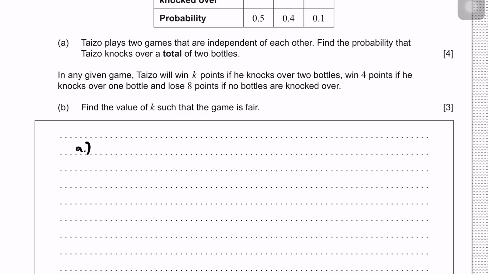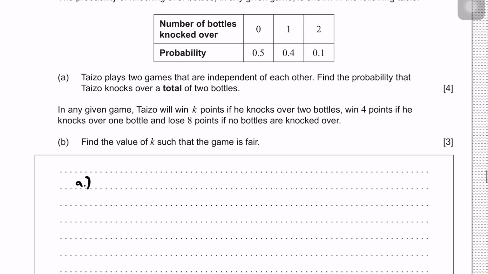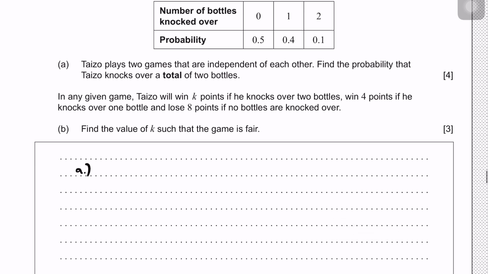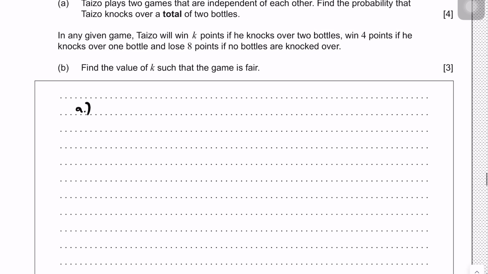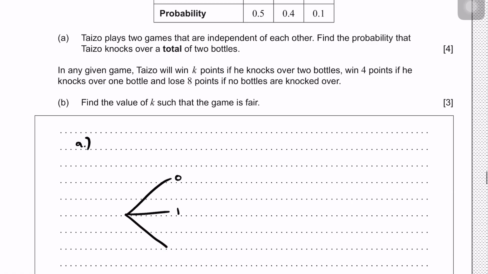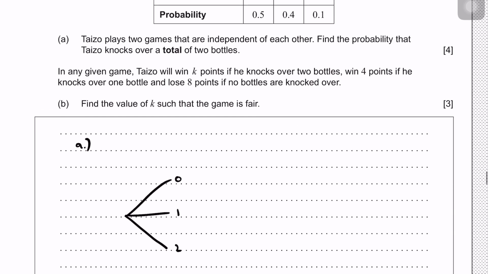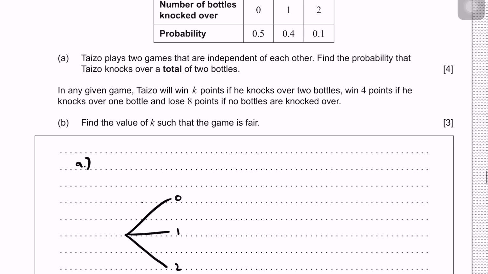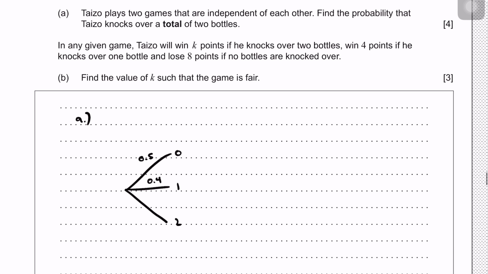So let's draw a tree diagram, and there's not too many events here, so we can show every possible event or everything that could happen. So initially we have these 3 events, right? 1, 2, 3. I hope that's okay. So this is either going to be 0, 1, or 2 bottles. And the probability for each is 0.5, 0.4, and 0.1. And of course, all these probabilities sum to 1.